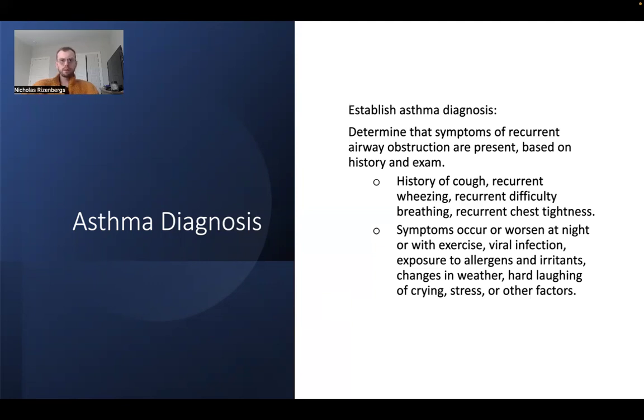history and exam. So a history of cough, recurrent wheezing, recurrent difficulty breathing, recurrent chest tightness. Symptoms occur or worsen at night or with exercise, viral infection, exposure to allergens and irritants, changes in weather, hard laughing or crying, stress or other factors.